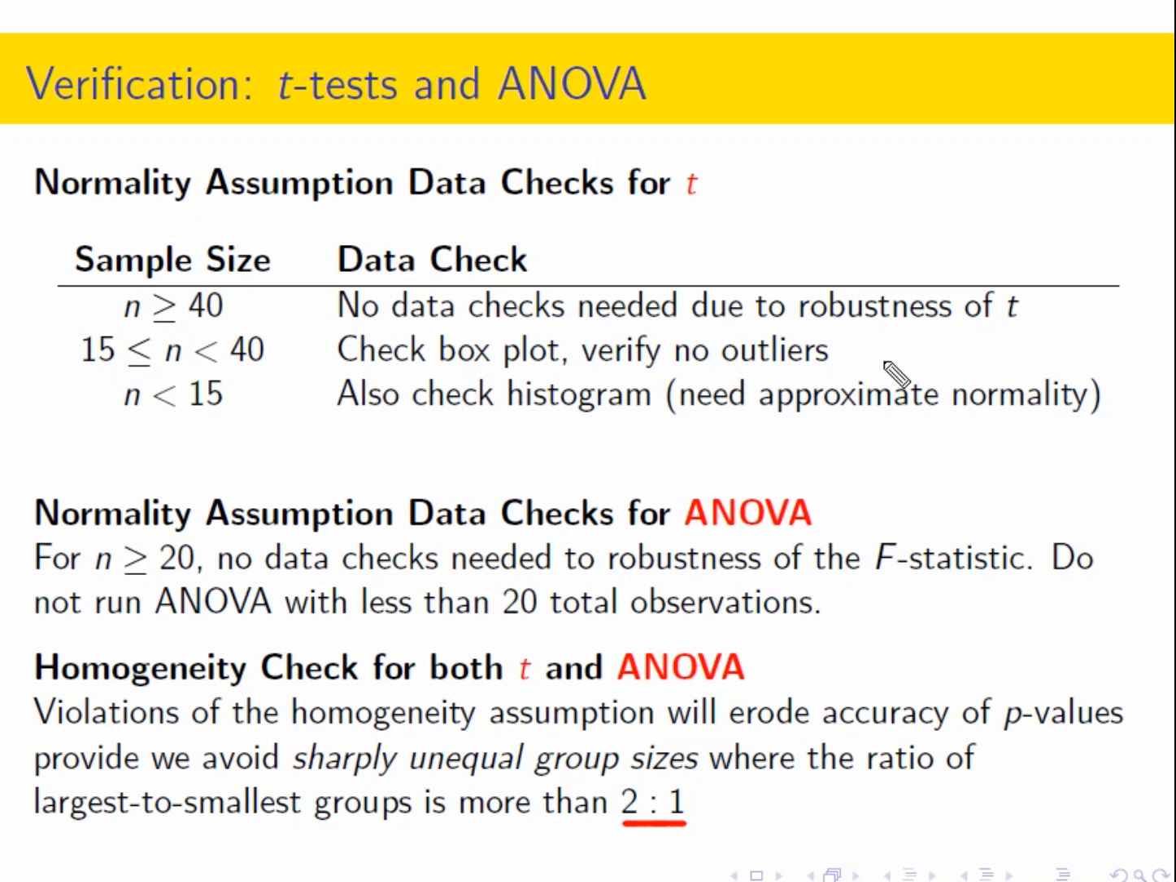So if I'm doing a comparison of single versus married, let's say females, and I have 15 of the single females, I can't have 40, let's say, or 50 of the married women, because then I'm more than 2 to 1. But if I have 15 single women in the study, then I can have up to 30 married women in the study without a problem. So as long as I avoid these sharply unequal group sizes, the homogeneity check will be fine.